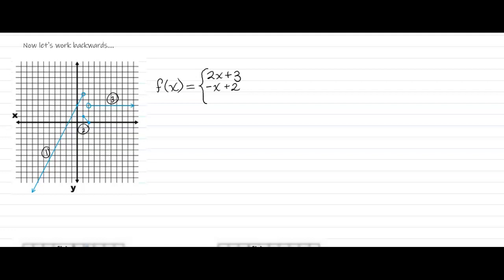And now for the third piece. The third piece is just a horizontal line. Remember, f of x is function notation for y equals. What does y equal everywhere on this third piece? Y equals 3. That's the horizontal line. Y equals 3. Now we just need to put the constraints in.